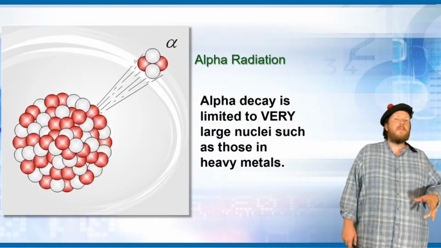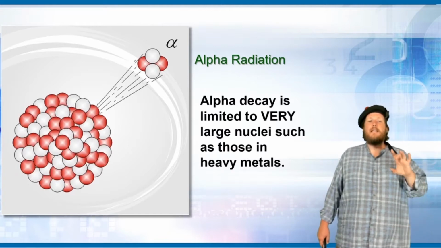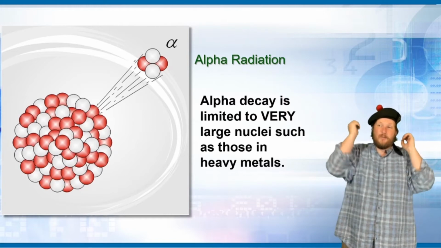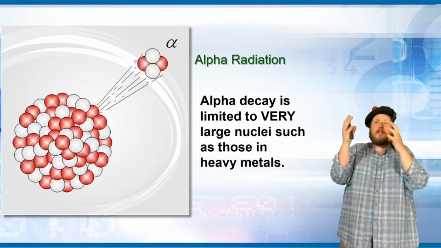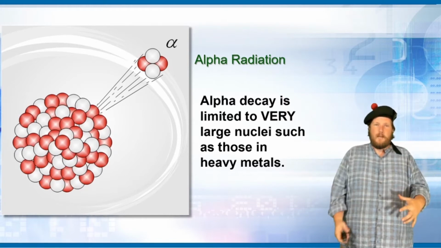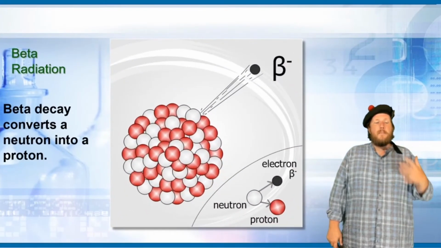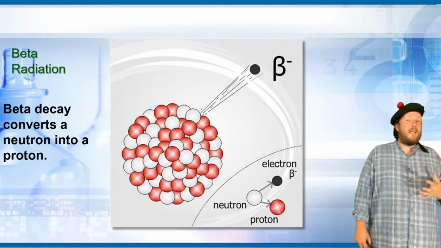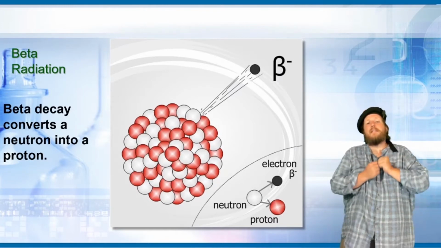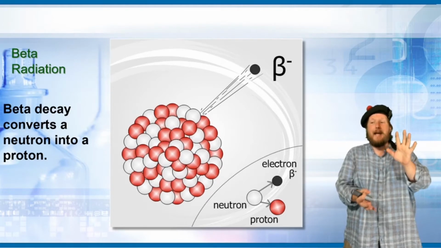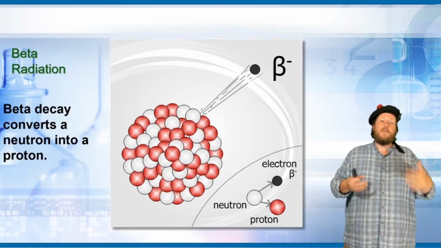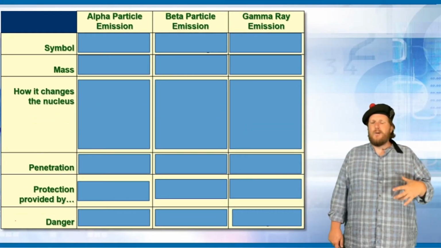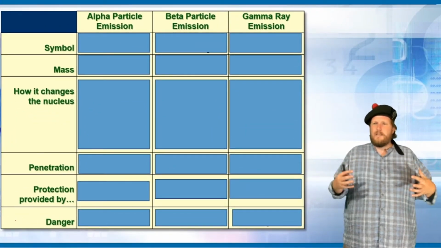Alpha radiation is alpha decay. It is limited to very, very large nuclei. So these are nuclei that are trying to lose protons and neutrons to become lighter weight, to become more stable. And beta radiation happens when you have too many neutrons, and those neutrons will decay and become a proton and an electron, and they will reduce the number of neutrons they have. Gamma radiation tends to occur with any of these as a byproduct.